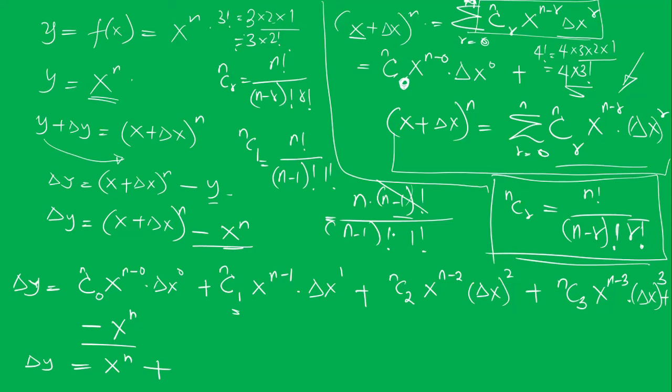So since n minus 1 factorial is on both the numerator and the denominator, we'll cancel it out. Now 1 factorial, so you now have n divided by 1 factorial. 1 factorial is 1, so you now have n. So this value here will now be plus n, then you have x to the power n minus 1 times delta x to the power 1, and now plus this one.